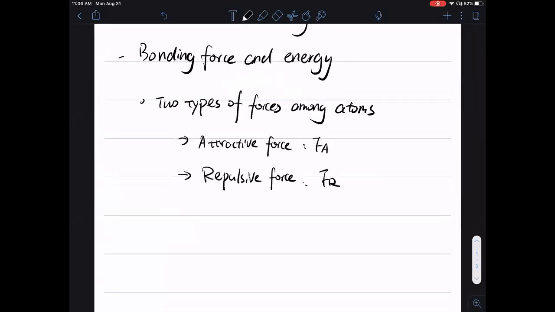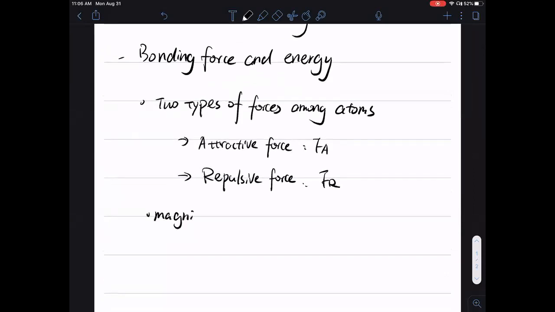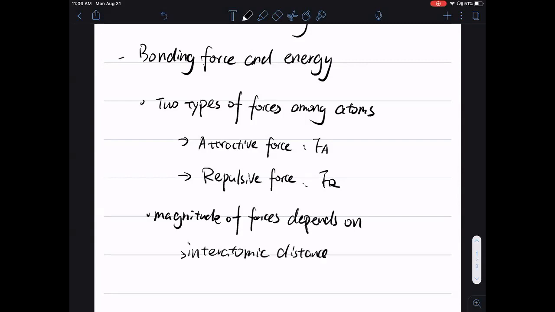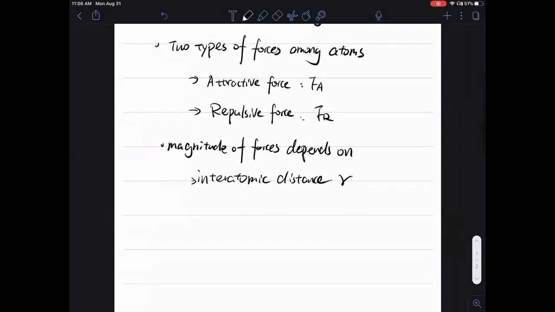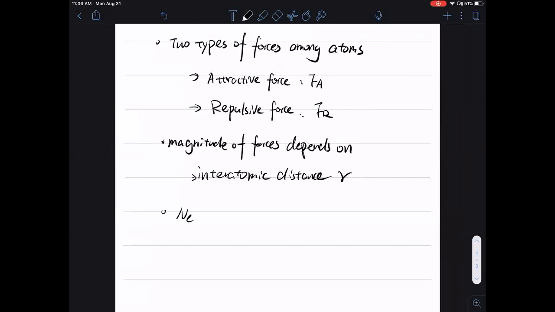And the magnitude of these two forces, attractive force and repulsive force, really depends on how close the two atoms are. It depends on the interatomic distance R. And the net force, since we have positive attractive force and repulsive force, is just the sum between them. Fn is just Fa plus Fr.